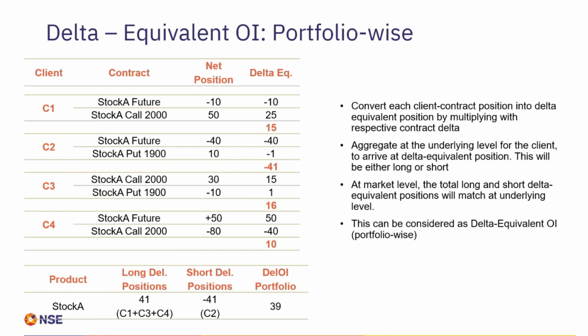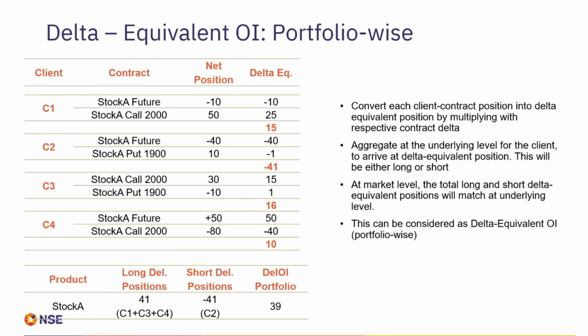So let me illustrate again. The example and the positions of C1, C2, C3, C4 are the same as the previous example. So here for client A, what we were doing in contract wise open interest was aggregating the positions at the level of contract and then multiplying by delta to get the delta equivalent open interest. But in the portfolio wise calculation, we calculate the net delta for each of the clients separately.